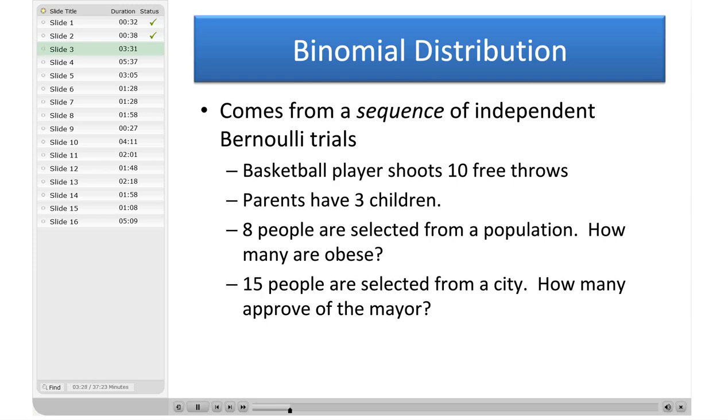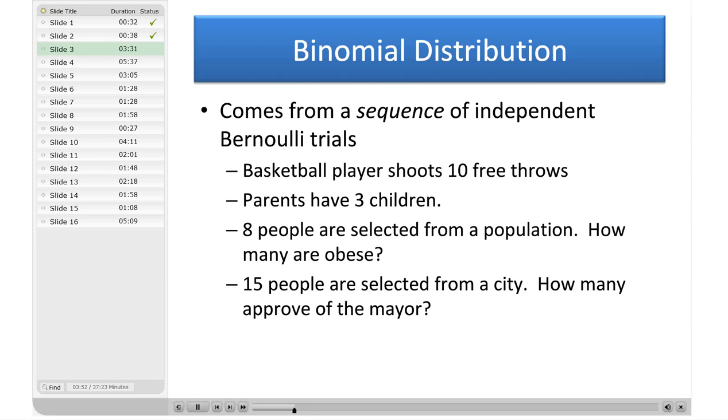In the third example, we're going to take a random sample of 8 people from some population, and the characteristic that we're interested in is obesity. Now let's see how the binomial distribution comes into play here. We have a sequence of Bernoulli trials. Each time we randomly select someone from the population, they're either obese or they're not. And so each person here represents a Bernoulli trial.